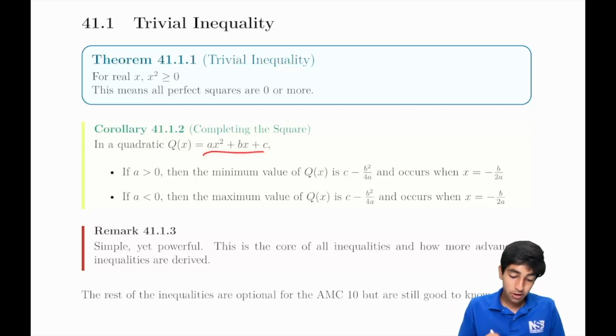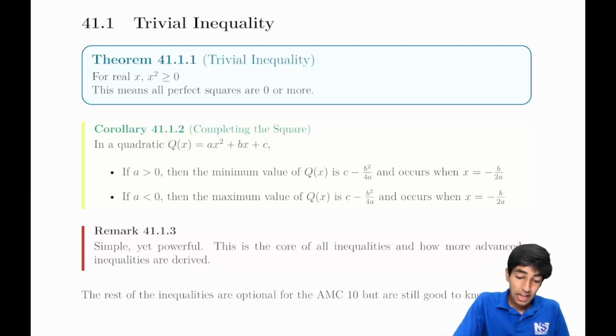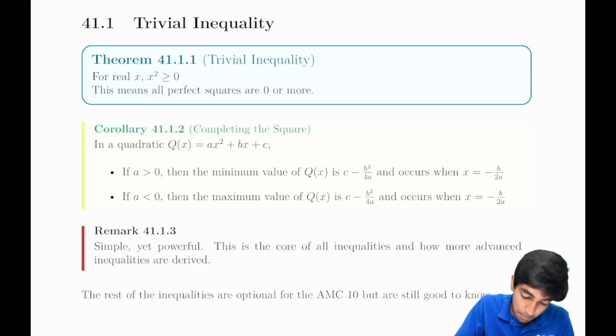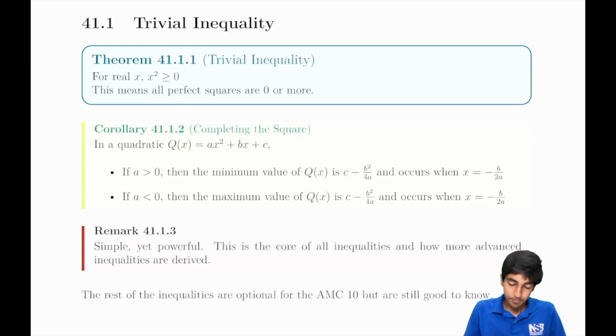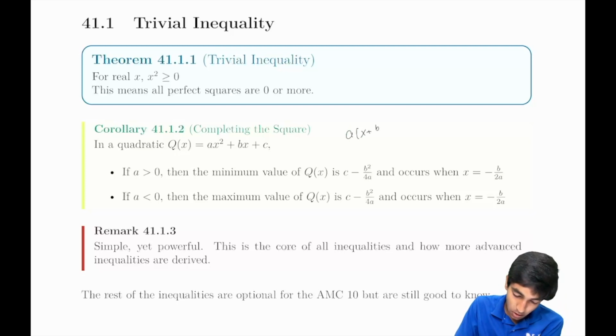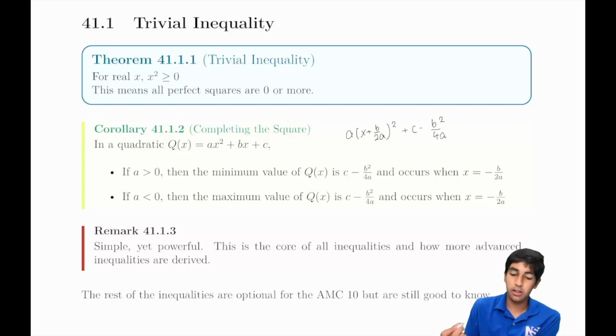For example, completing the square. If we complete the square, we can find the maximum and minimum values. Let's do that really quickly. So we complete the square, get (x + b/2a) squared, plus c minus b squared over 4a. I just completed the square quickly.